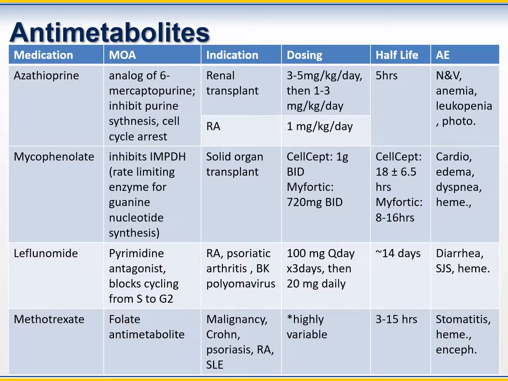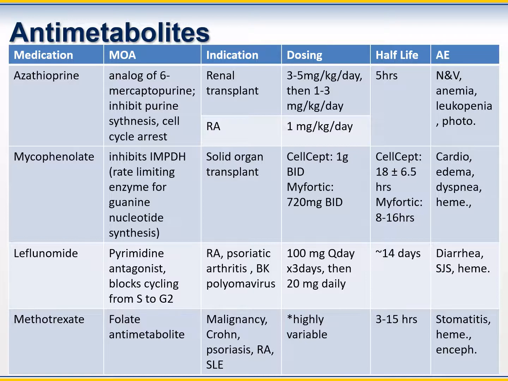So this slide lists some of your antimetabolites. All of these medications work by inhibiting some form of the cell cycle. So starting with azathioprine, it's an analog of 6-mercaptopurine and it inhibits purine synthesis. It can be used in renal transplant, as well as RA, and so the dosing can vary based on that. Mycophenolate will inhibit a rate-limiting enzyme for guanine synthesis.